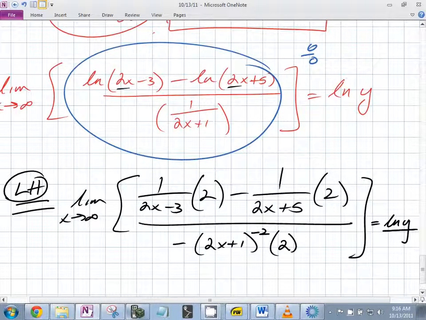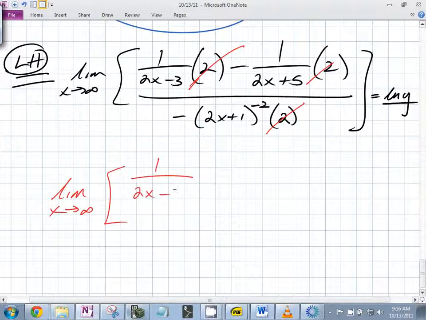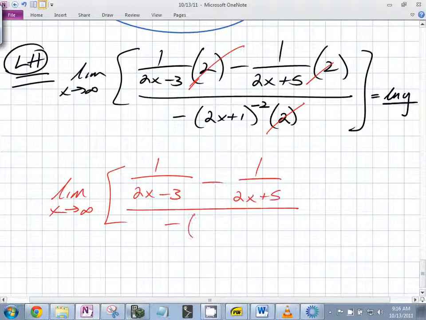What are the things that cancel? A lot of 2's cancel here. That's kind of cool. Correct. And let's just simplify this a little bit and hopefully we get to a point where we can plug stuff in, right? The limit as x goes to infinity of 1 over 2x minus 3 minus 1 over 2x plus 5, all over negative (2x plus 1) to the negative 2, and this is equal to ln(y).